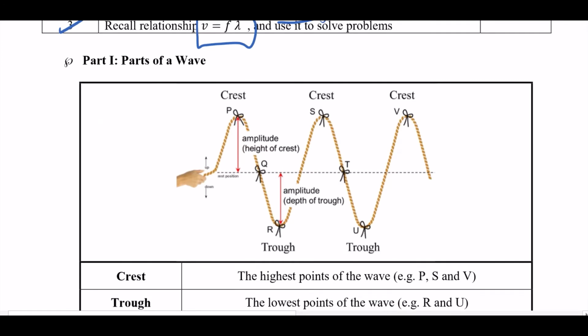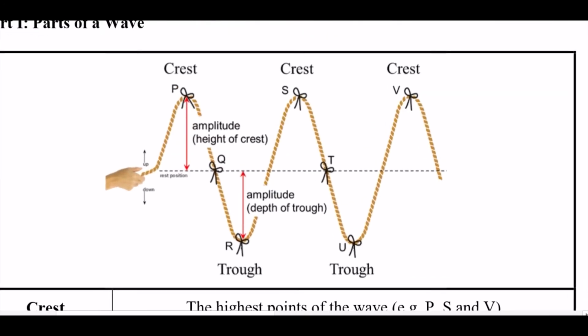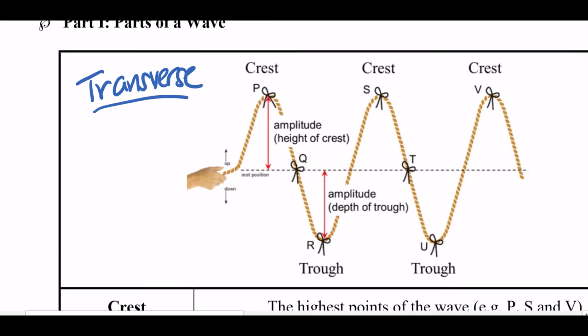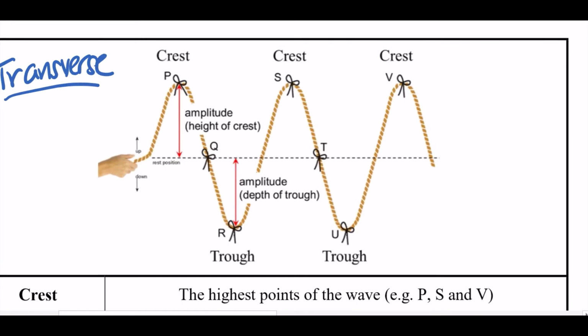Okay, so first of all, parts of a wave. Just now we were saying that a transverse wave is made up of crest and trough. Here we're talking about a transverse wave, of course. Maybe you want to take note here. This is a transverse wave. Remember that in a transverse wave, the particles actually vibrate perpendicular to the direction of wave travel.